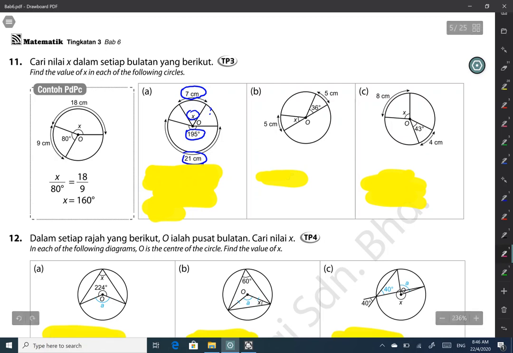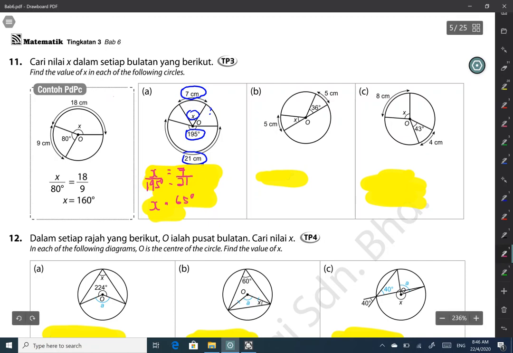X is 7 centimeter. 195 is 21 centimeter, so X is equal to 65 degrees. Oh, we just use our common mathematics.